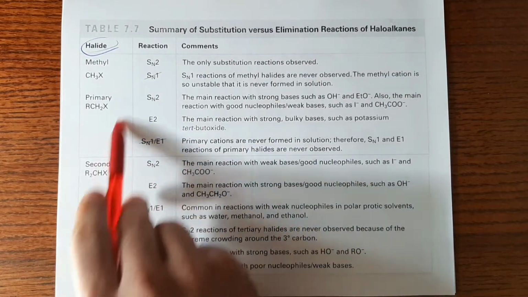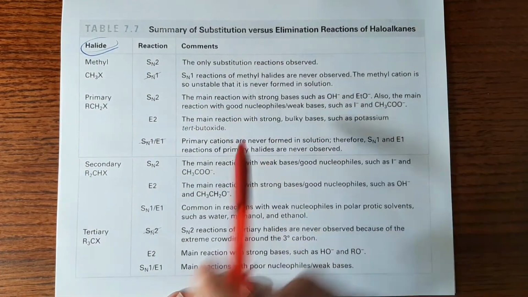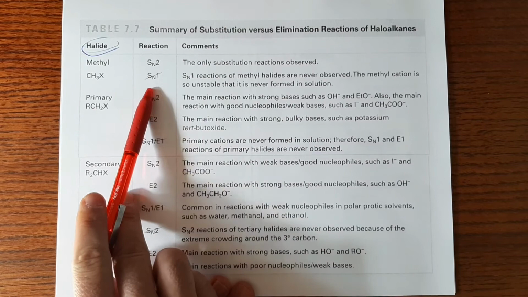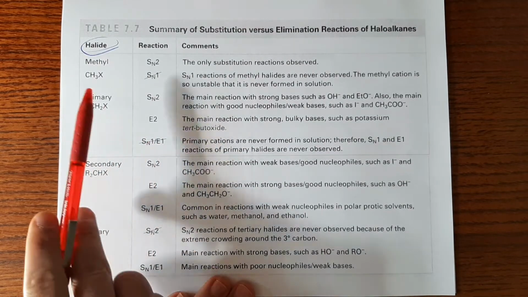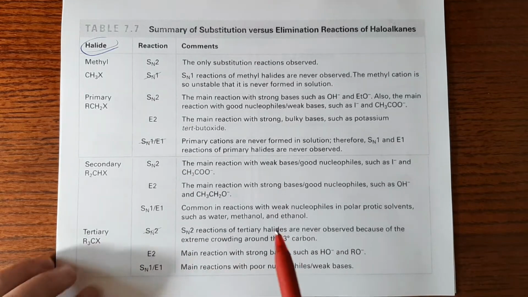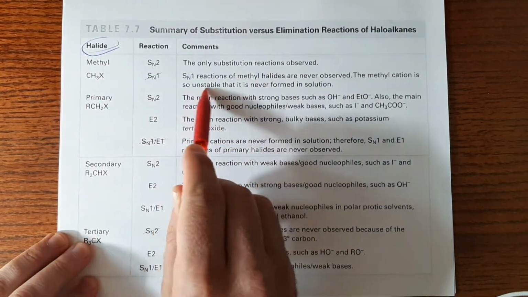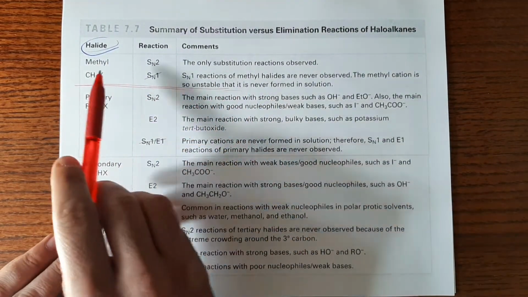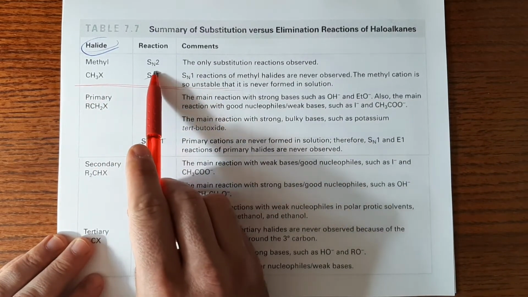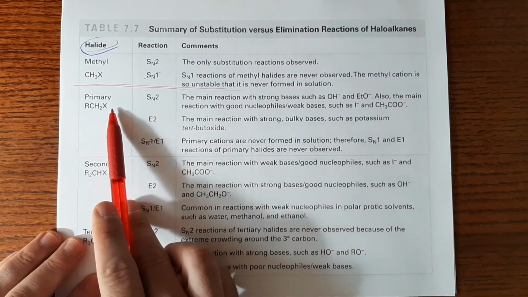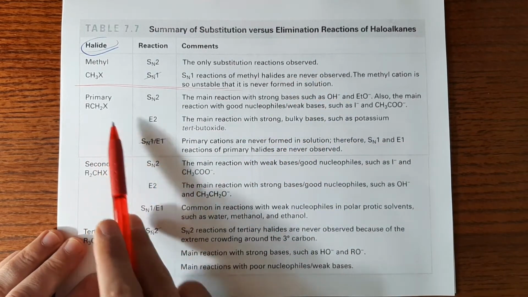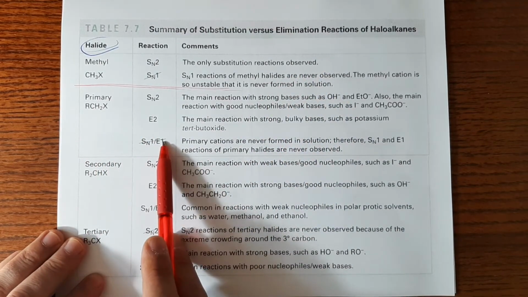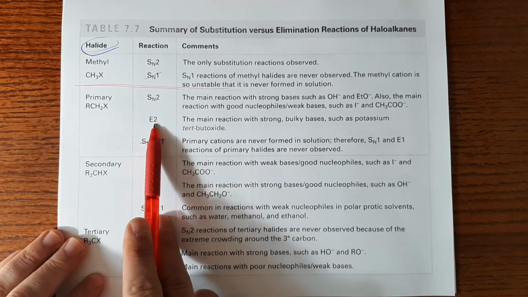If you're up in this category, you should be thinking that it can't do an SN1 reaction, and it can't do E1 reactions either. Or sorry, this should be separated here, like this. All you have to consider if you're looking at methyl is SN2 reactions. The only substitution reactions are observed. If it's primary, you don't have to consider SN1 or E1. You just have to consider SN2 or E2.